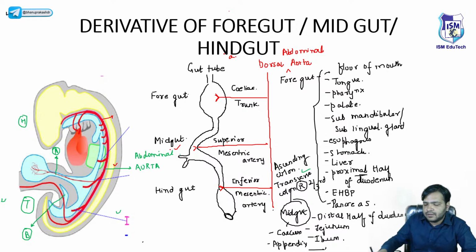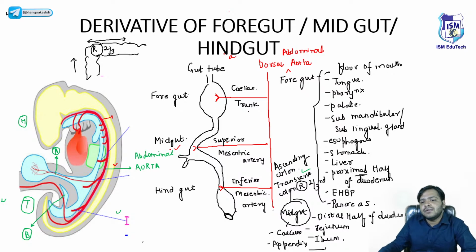ठीक है, आप लोगों को पता है. देखो अगर ये कोलॉन बना रहा हूं मैं, ठीक है, तो ये असेंडिंग ऊपर की तरफ जा रहा है, ट्रांसवर्स ये हो गया, तो ट्रांसवर्स का राइट 2/3 बेटा, it is derived from the midgut, and left 1/3 will be derived from the hindgut. So in the hindgut we should remember we have the left 1/3 transverse colon, उसके बाद डिसेंडिंग कोलॉन आ जाएगा, सिग्मोइड कोलॉन, रेक्टम, ये सब हाइंडगट से डिराइव होते हैं.